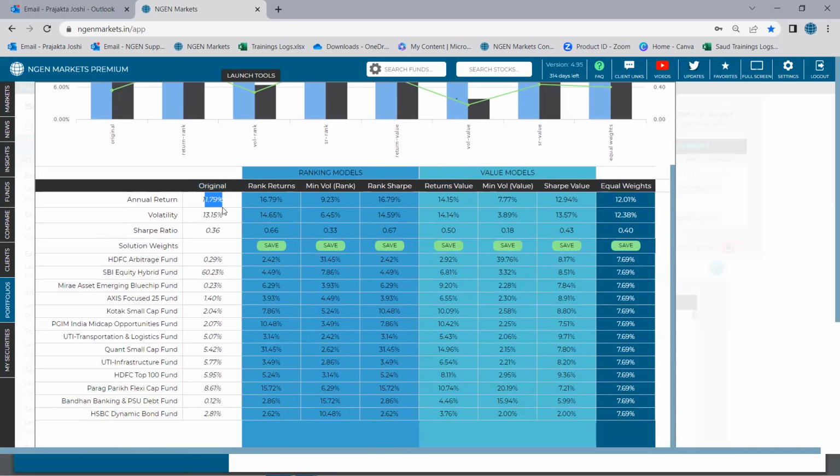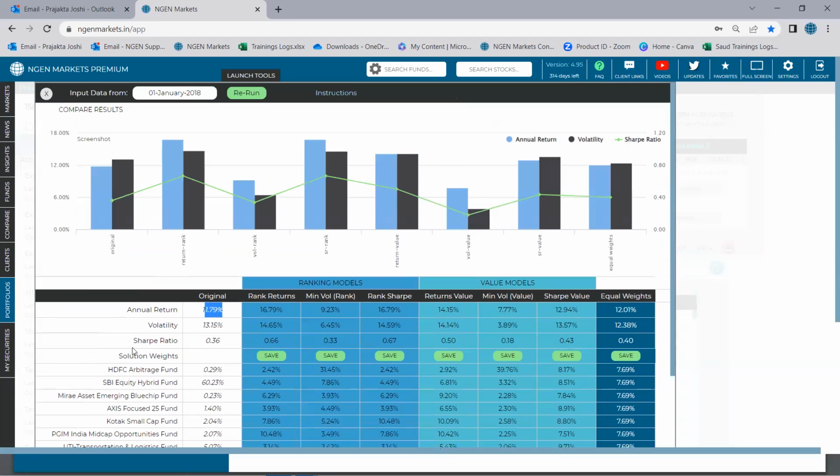Of course, all of this has already happened, it is historical performance. So how did this portfolio generate a return of 11.79%? That's because of the underlying schemes in the portfolio, which were these: HDFC Arbitrage, SBI Equity Hybrid, for example, and so on and so forth. In total, we have 13 schemes.